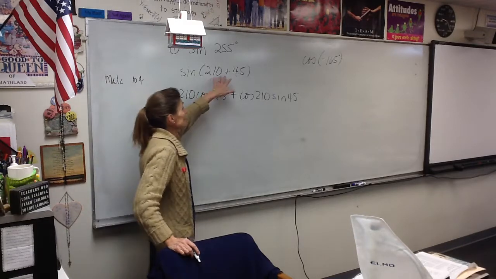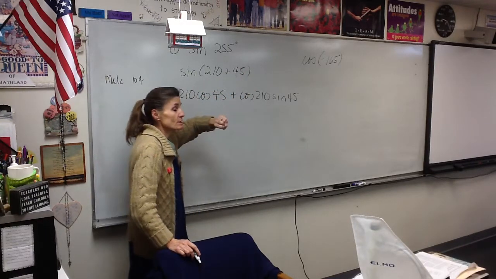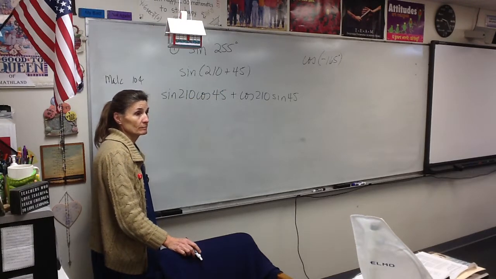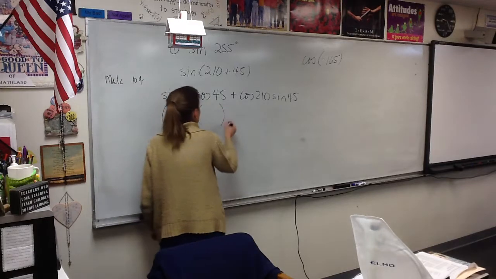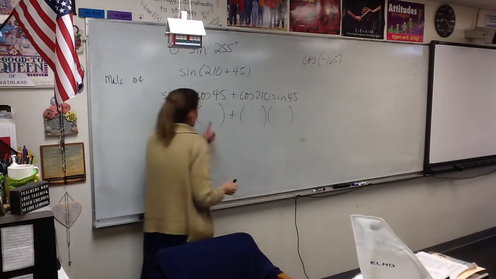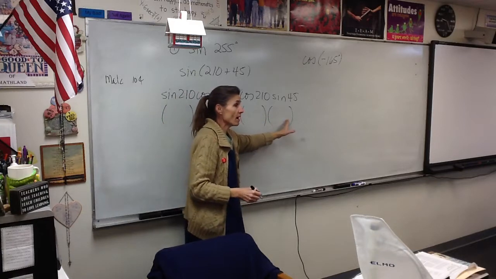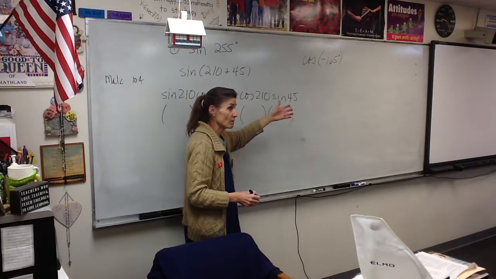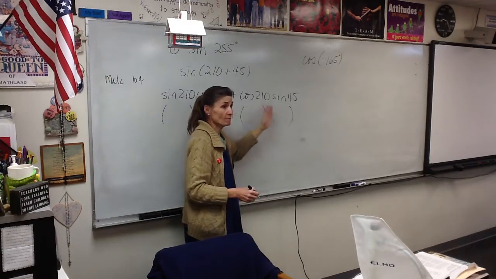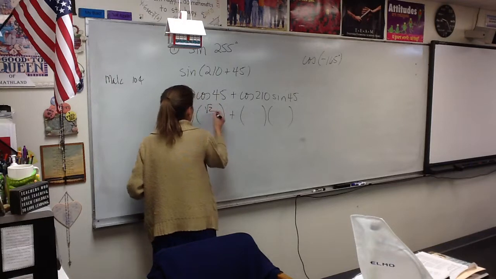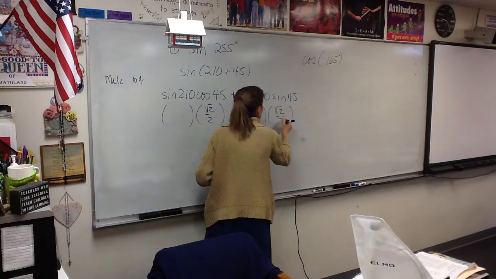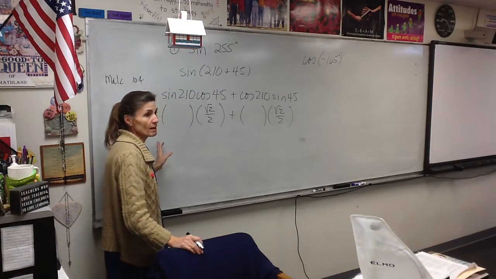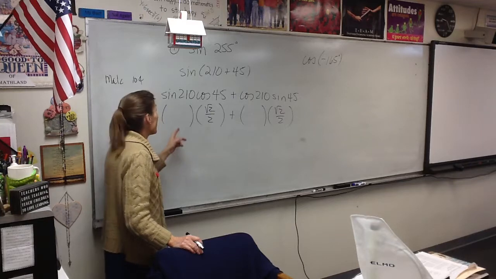Now, did we need to use 210 and 45? No, there are other options. That's a good option, though. So what happens now? Now we find these values. The cosine and sine of 45 are the same number, because opposite and adjacent are the same in a 45, 45, 90 triangle. Do you remember what those are? Root 2 over 2. So if you have that memorized, you don't have to draw the triangle. You only draw the triangle to help you get the numbers. If you know what the numbers are, you don't need the triangle.